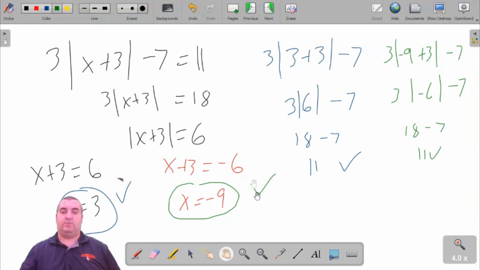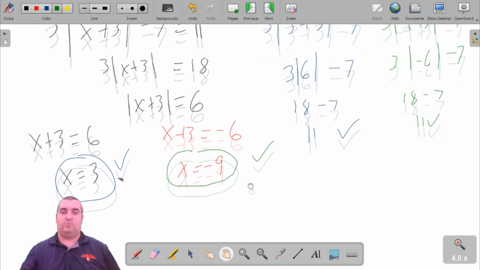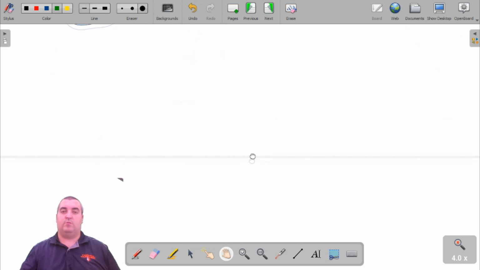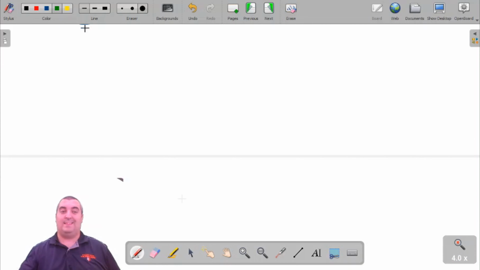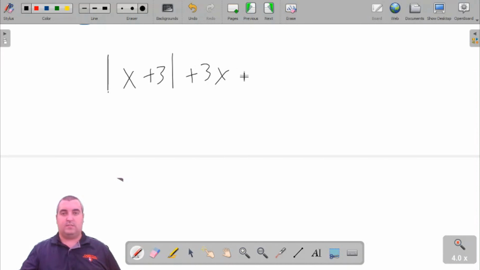All right, so that one wasn't too bad. And now let's look at an example where making sure you substitute in at the end there is super important. So here it's going to look a little bit more complicated than the last. So it's the absolute value of x plus 3, plus 3x equals -1.